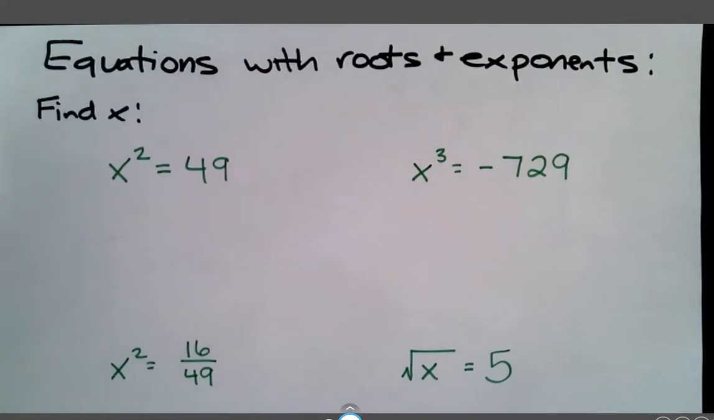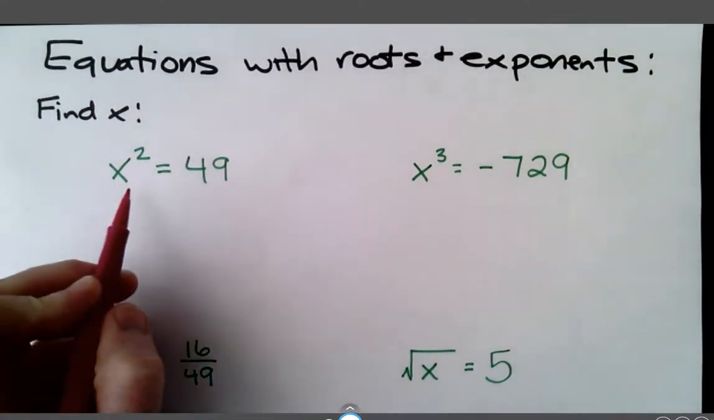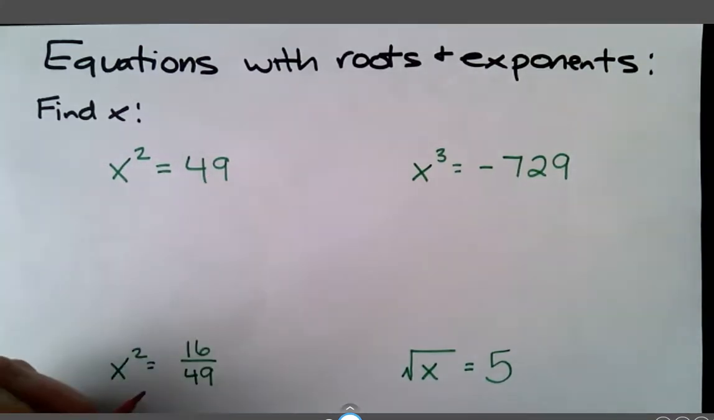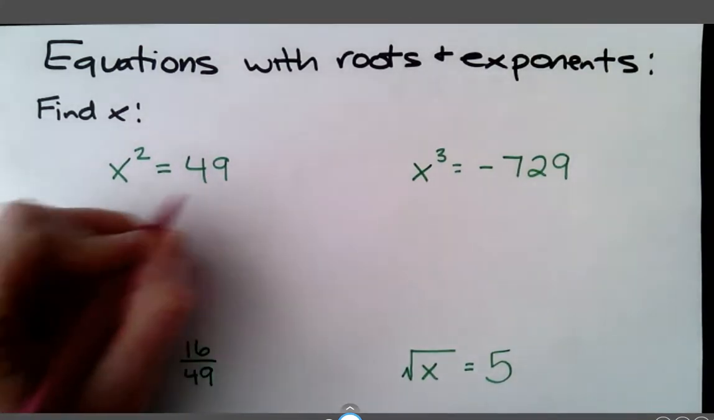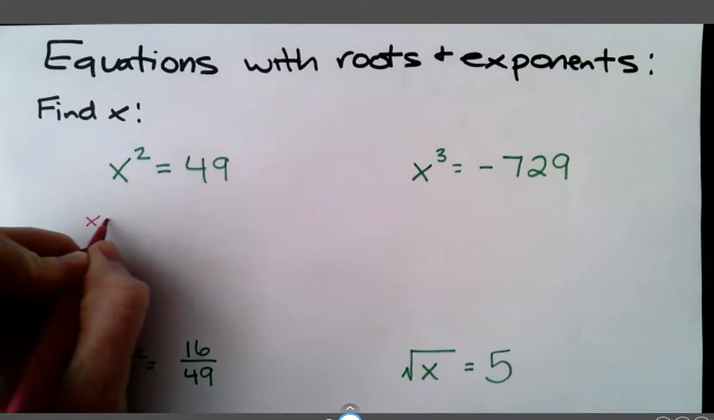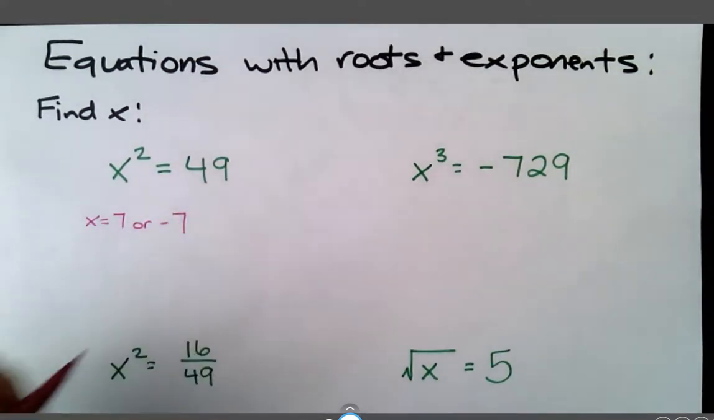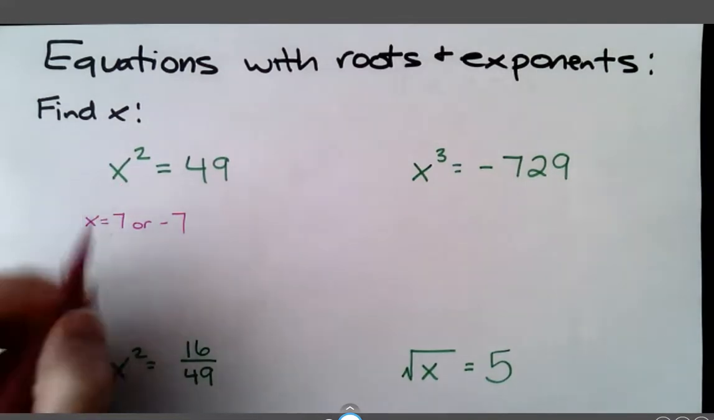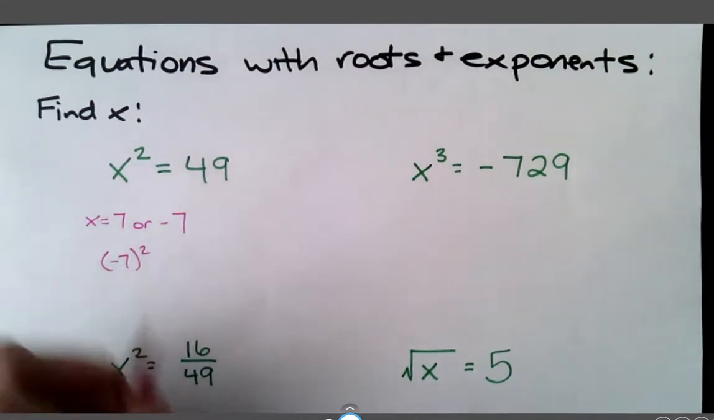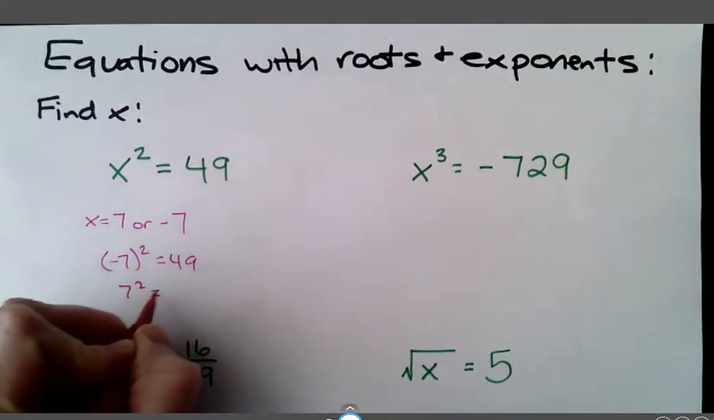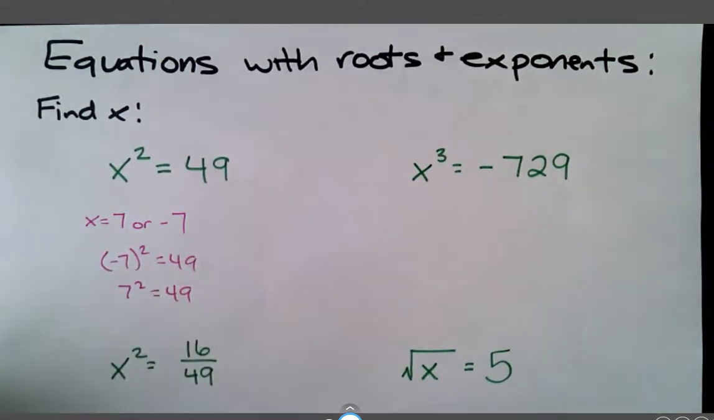So let's look at some equations with roots and exponents now that we know about exponents and roots. So we're being asked to find x. So what number, when you multiply by itself, squared, gives you 49? Well, there's 2 answers to this. It's 7 or negative 7, right? Because negative 7 squared, that's also 49. And we know that 7 squared is 49. So there's 2 answers here.